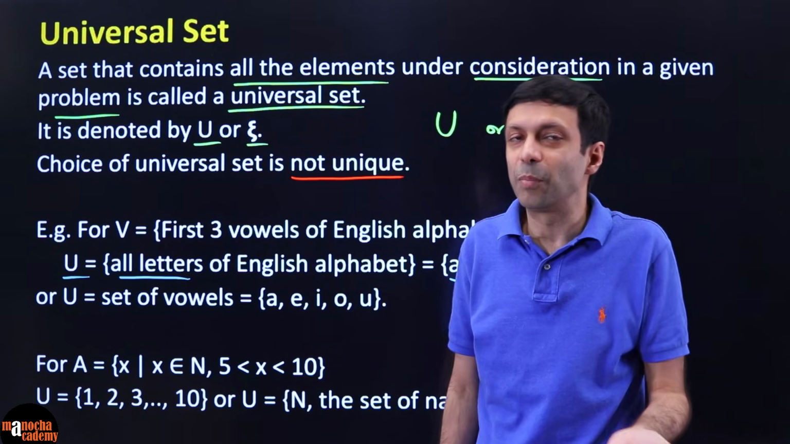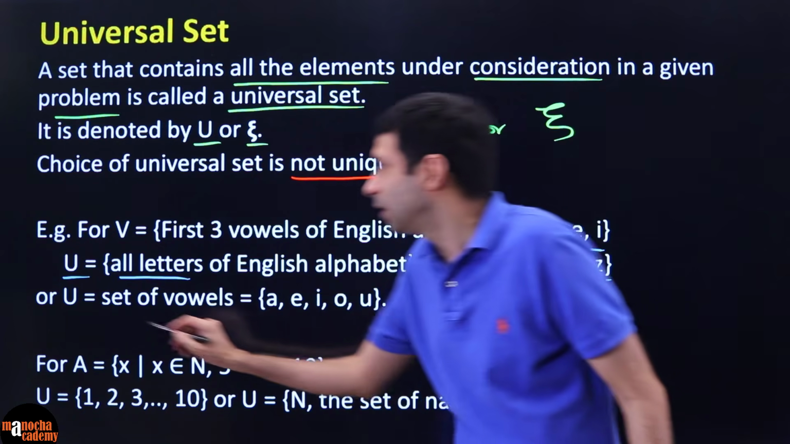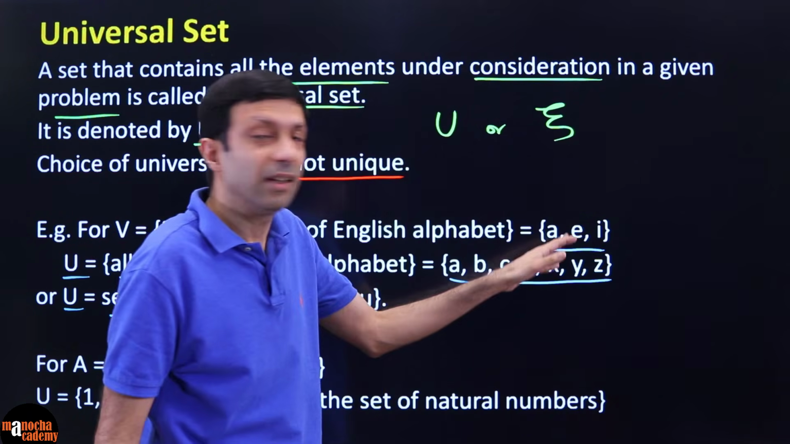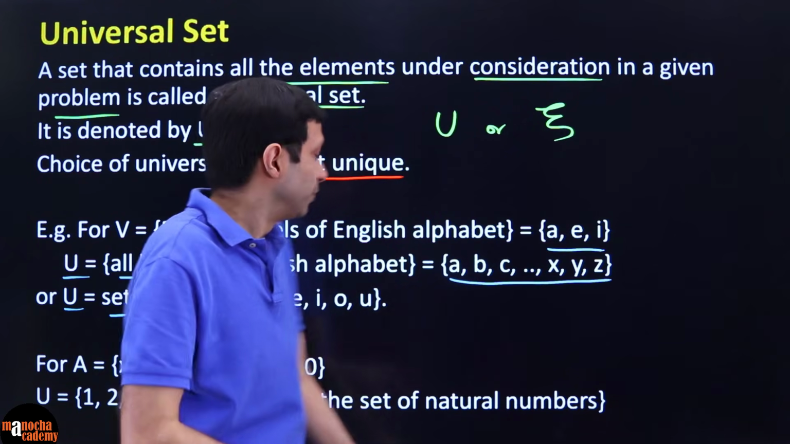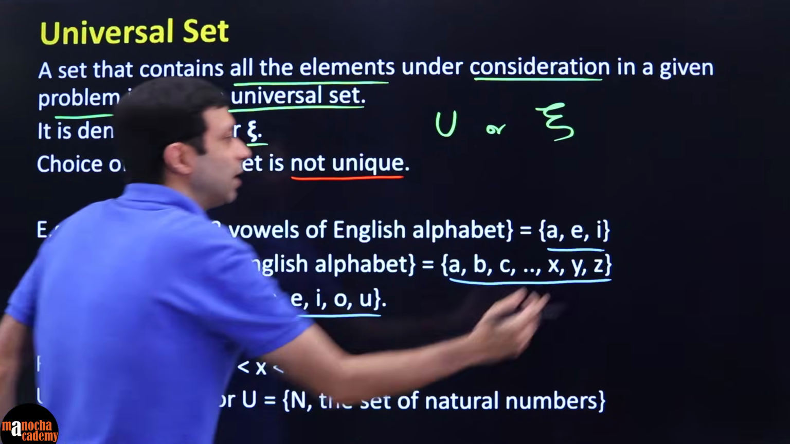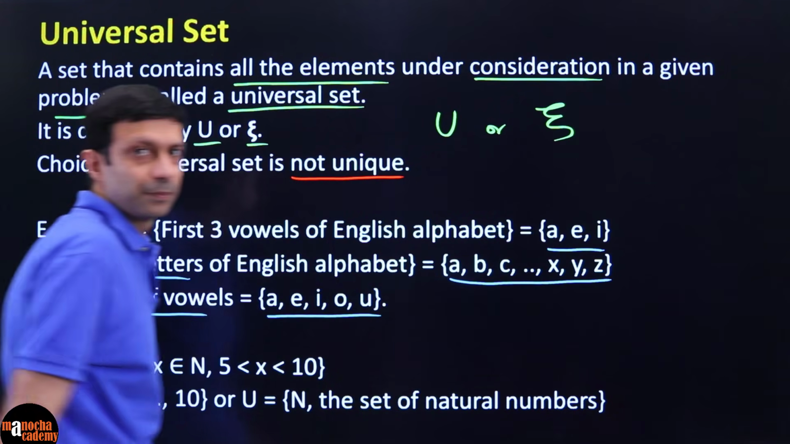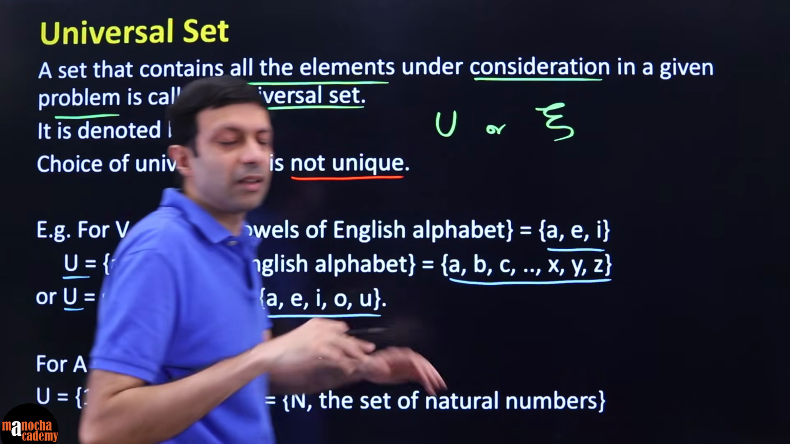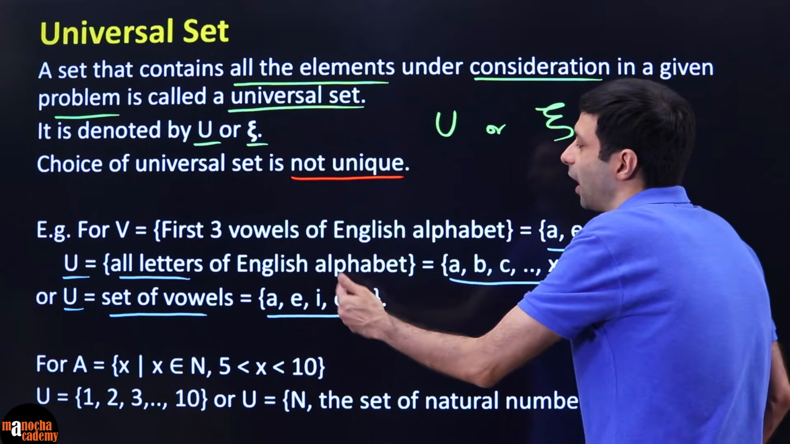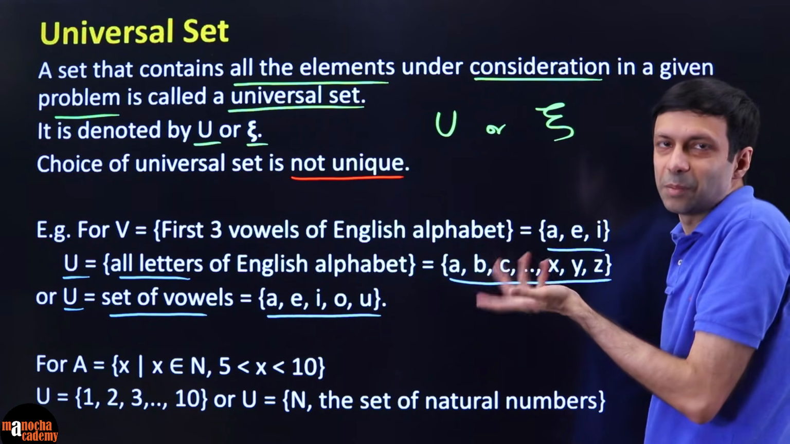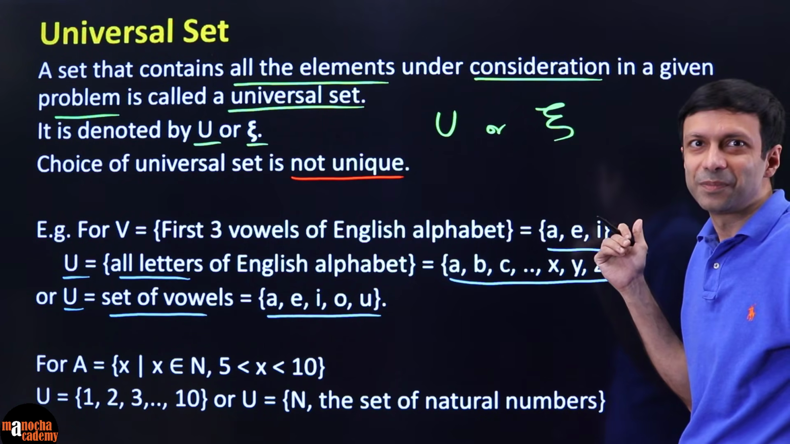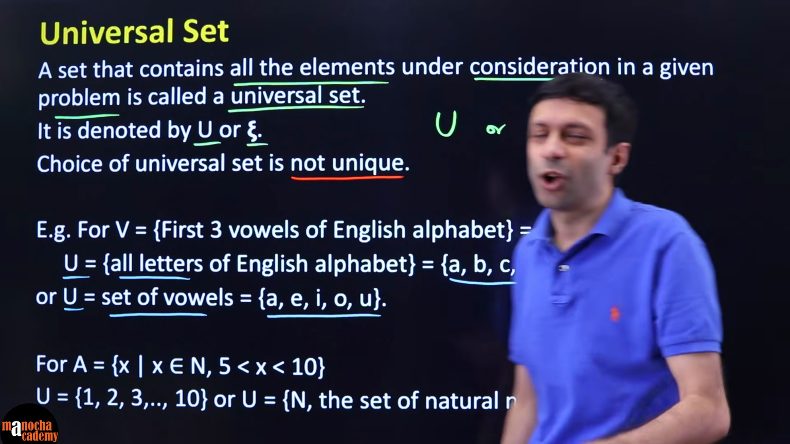But what is another example of the universal set? It can be the set of vowels also, because you chose only A, E, I, so you didn't choose O and U. So if I add that, I can make a new universal set, and this also contains all the elements in our set V. So you can see that universal sets can be different, or maybe I can say A, E, I, O, U, and maybe B, C, D, something like that. That's also a universal set because it has A, E, I in it. So the choice is not unique.